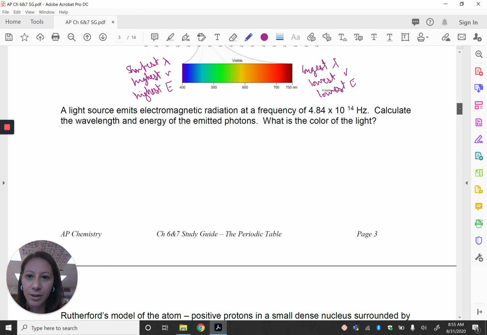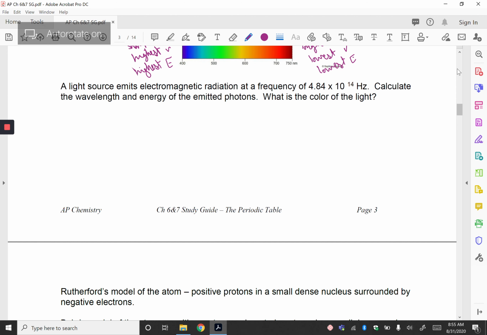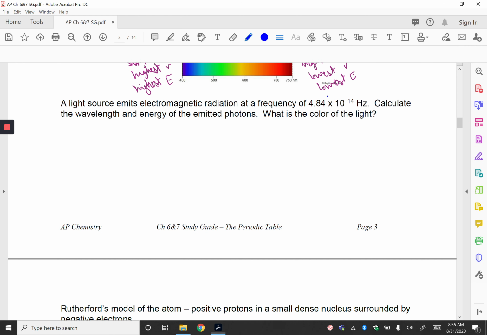Okay, so let's try a problem here. It says a light source emits electromagnetic radiation at a frequency of 4.84 times 10 to the 14th hertz. So hertz, that tells us this is the frequency. So this is my frequency. And it makes sense that my number is really big because a light wave would have a very high frequency. It says calculate the wavelength and the energy of the emitted photons and what is the color of the light.